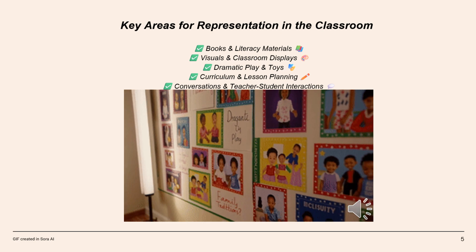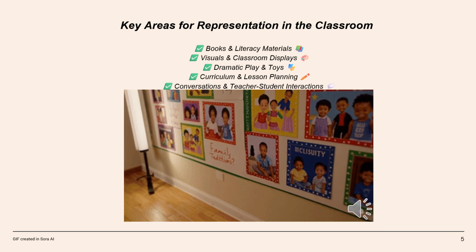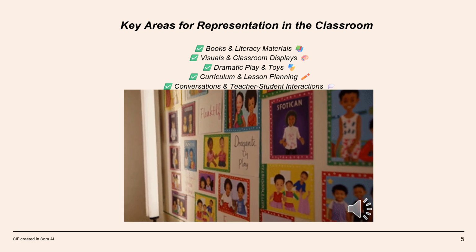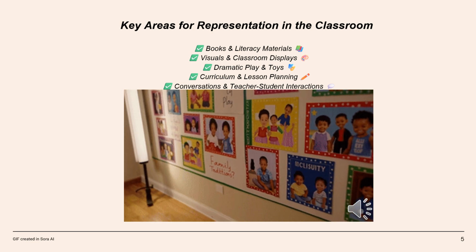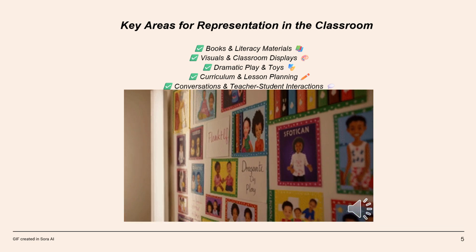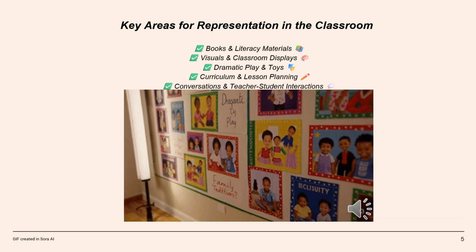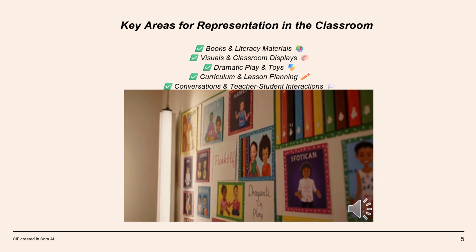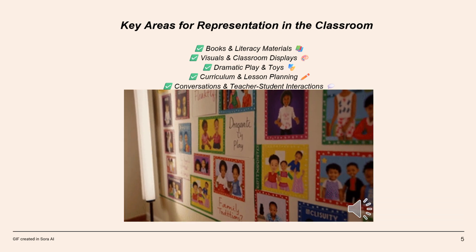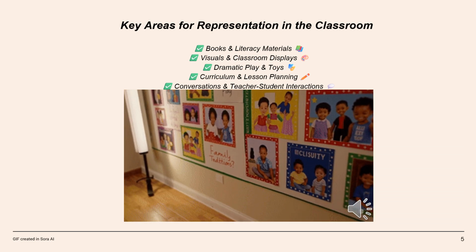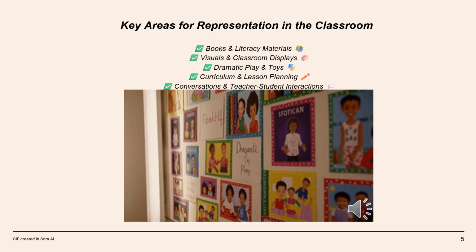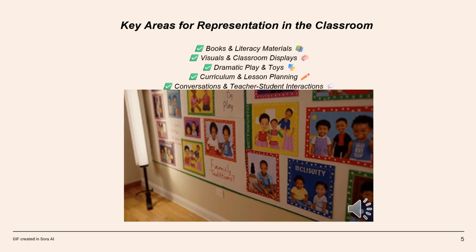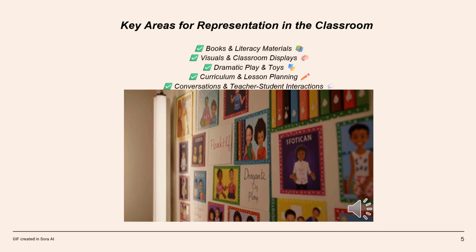To ensure an inclusive classroom, representation should be woven into 5 key areas: books and literacy materials, visuals and classroom displays, dramatic play and toys, lesson planning and curriculum, daily teacher-student interactions. So let's explore how we can make each of these areas more representative and meaningful for all learners.